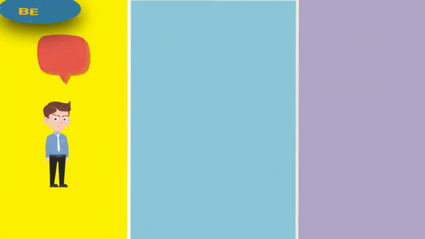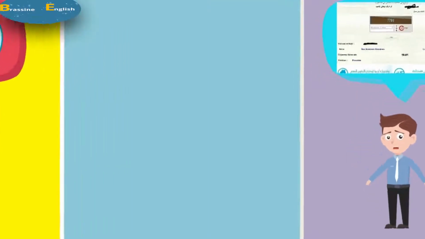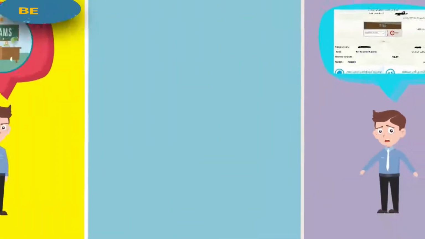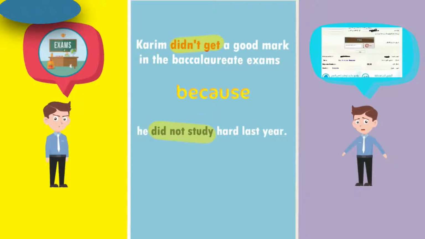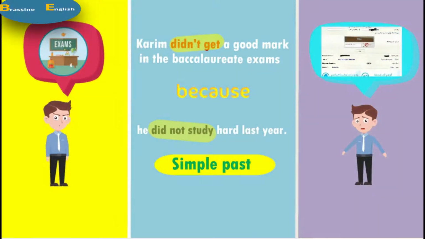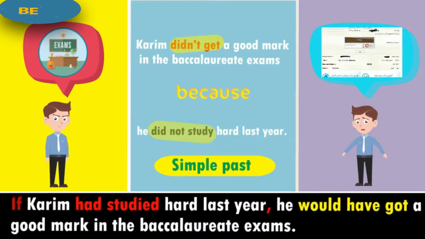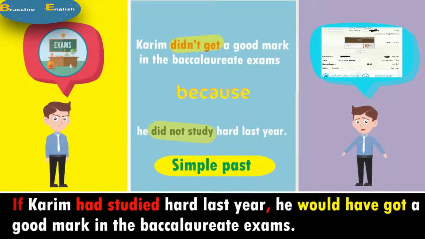Example number 2. In the second example, Karim did not study hard for the exams, so he got a bad mark in the exams. So we're going to say, Karim did not get a good mark in the baccalaureate exams because he did not study very hard last year. If you noticed again, did not get and did not study are both in the simple past. And actually, we regret that Karim did not study hard, and the conditional sentence here is going to be, if Karim had studied hard last year, he would have got a good mark in the baccalaureate exams.